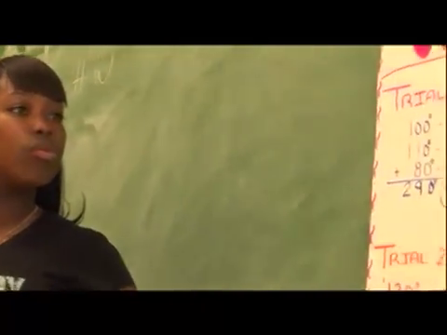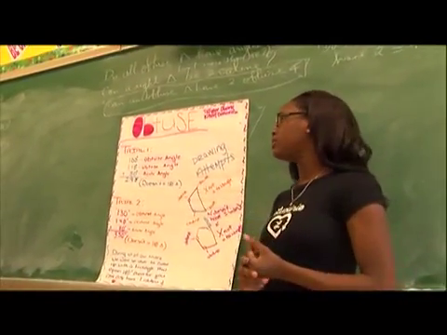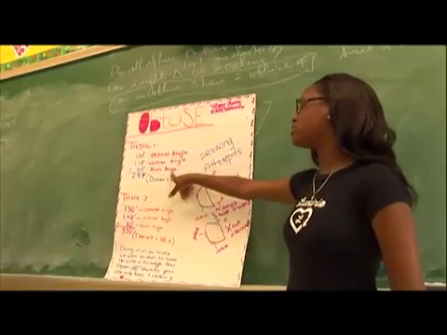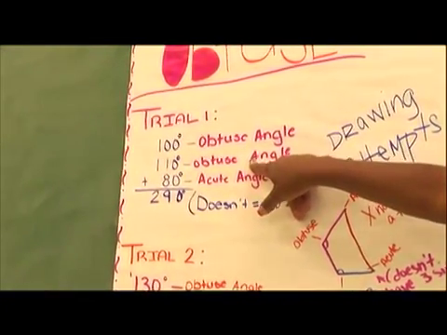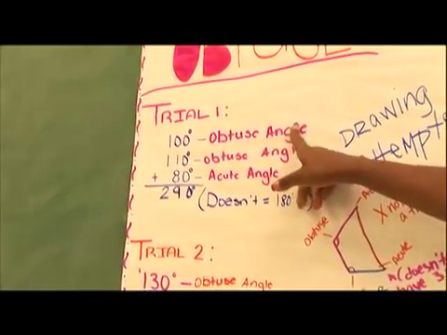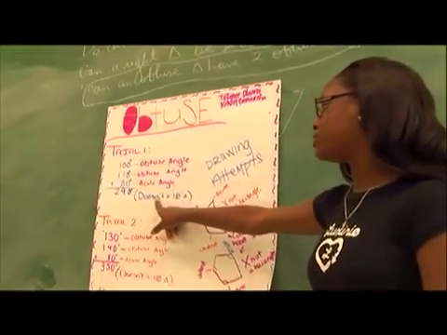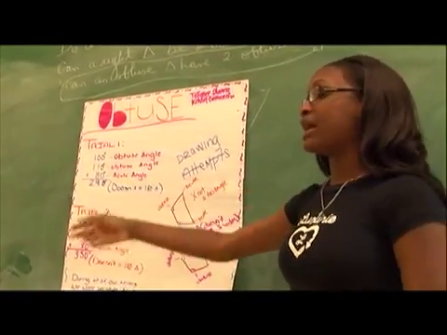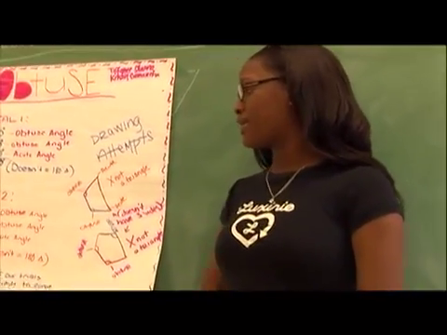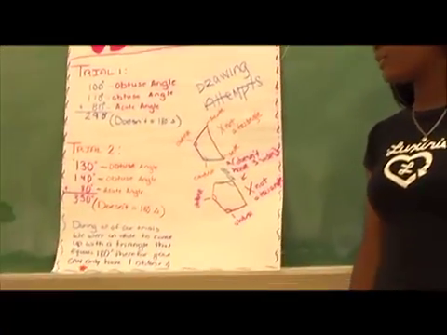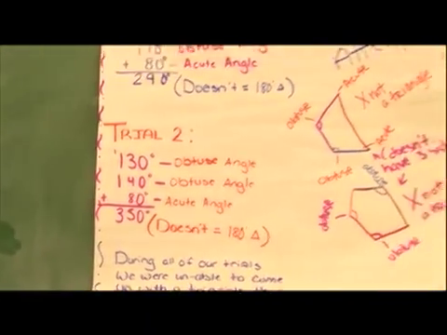We got a little hint that it might be easier to see why we can't have more than one obtuse angle if we use numbers. So we put degrees that were more than 90 degrees but less than 180. We used 100 and then 110. Then we tried to throw in an acute angle, and we got 290, which is not 180. In our second trial, we used 130 and 140, and then 80 degrees for our acute angle, and we got 350, which also doesn't equal what a triangle should, 180 degrees.